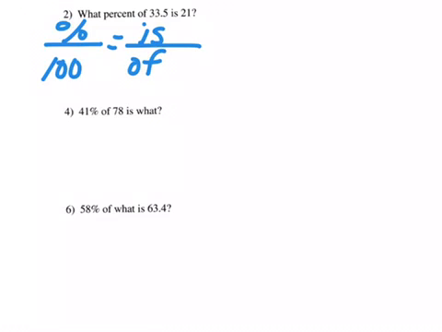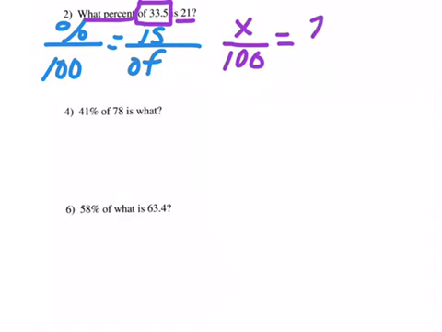So we can focus on what our words are saying. We don't know what percent, right? They say what percent, so our percent is going to be the unknown. I'm going to put an X in for that. The 100 is always there, and it's going to be equal to is over of. So when it says what percent of 33.5 is 21, we're given the is over of. The is is 21, and the of is 33.5.